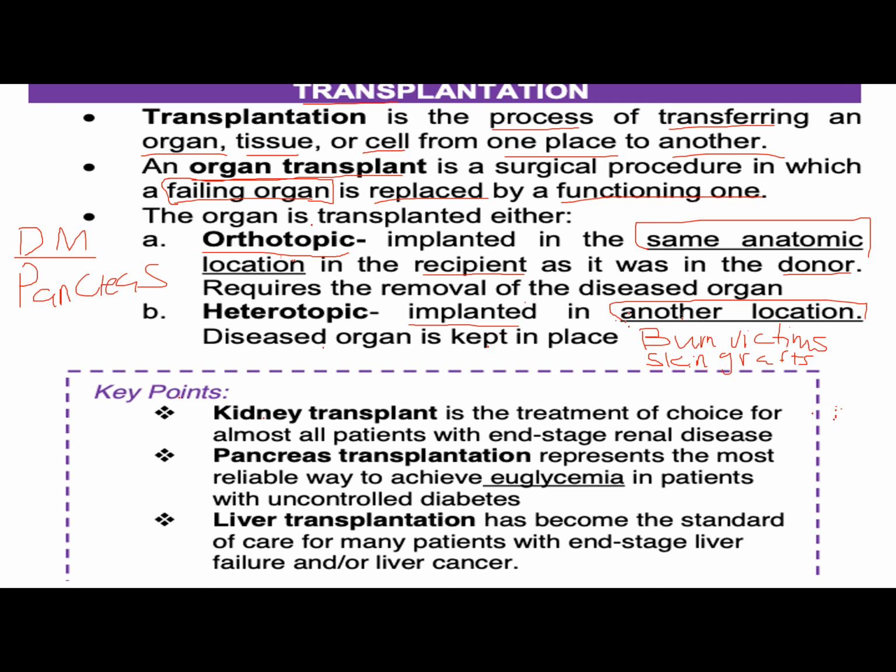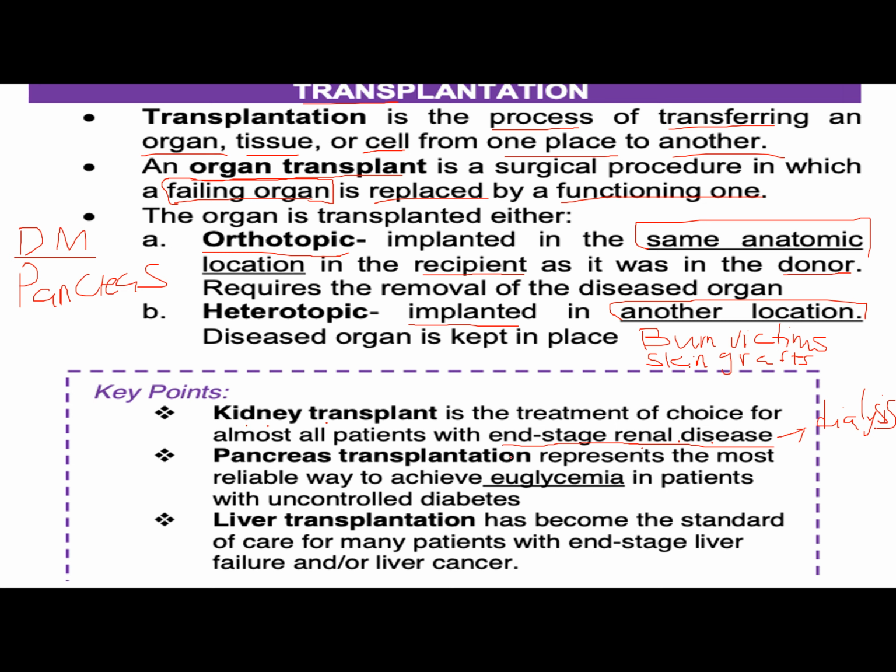Now, other things you need to remember, class, is that kidney transplant is the treatment of choice for almost all patients with end-stage renal disease. Take note of this. When you say end-stage renal disease, class, these are the patients that are undergoing dialysis as well. The considerable mode of treatment is kidney transplant.